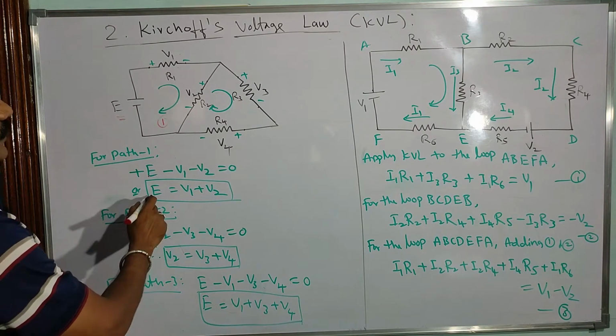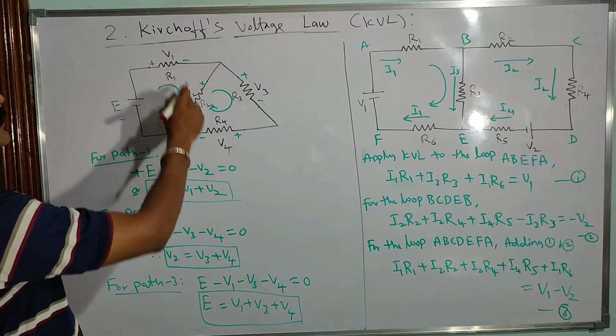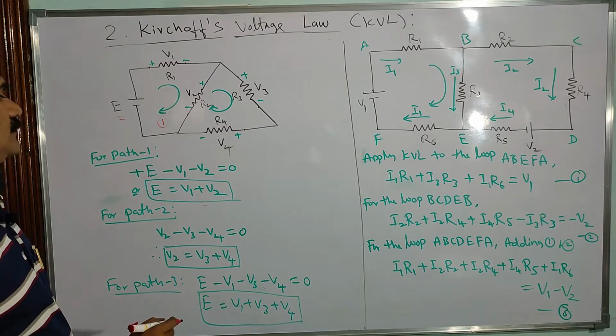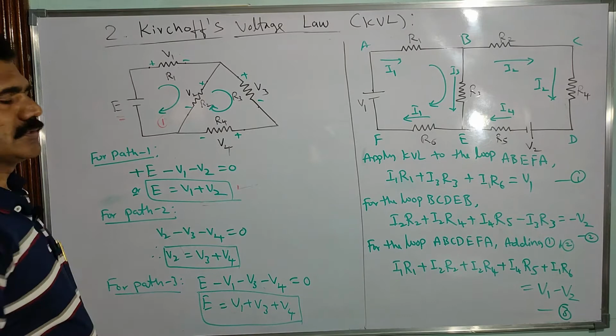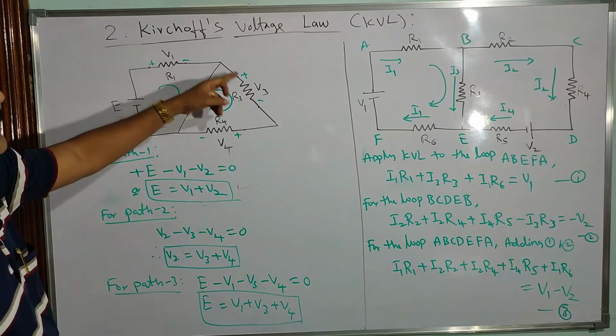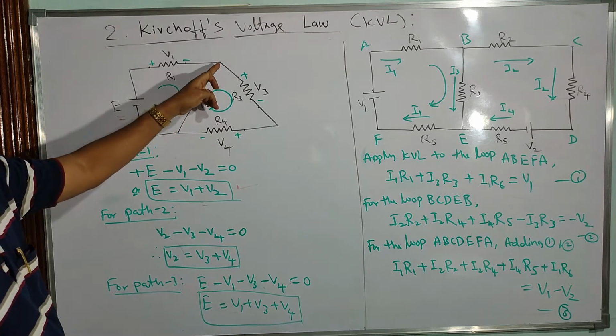Right, so the supply EMF should be equal to the total EMF drop across each resistor in the loop. Clear? So this is one equation we get from loop 1. Now look at the second path. In this triangular network, again there is a closed path.